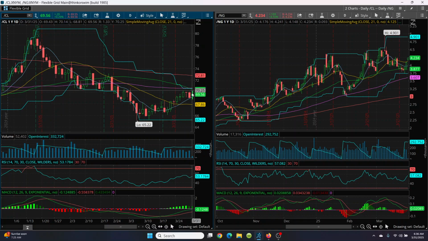If that's lost, then we can obviously come down to today's low. That's at 68.81. And then we'll be looking here for the 67.86 level. That is your 21 SMA here. Okay, so we have other levels all the way down.